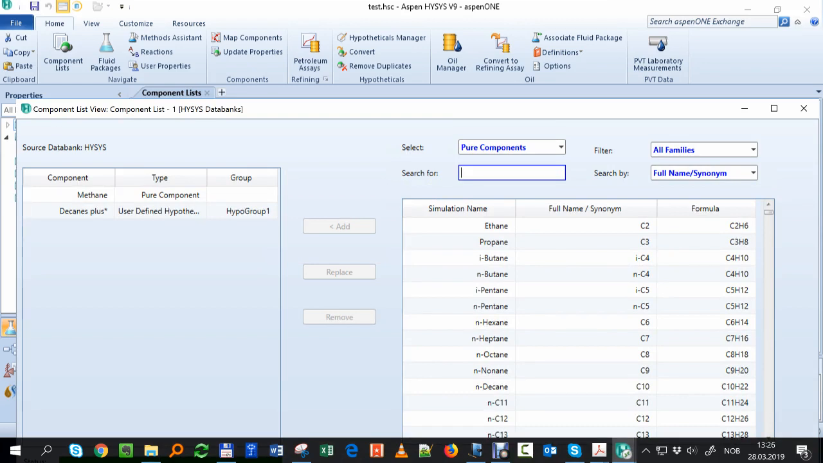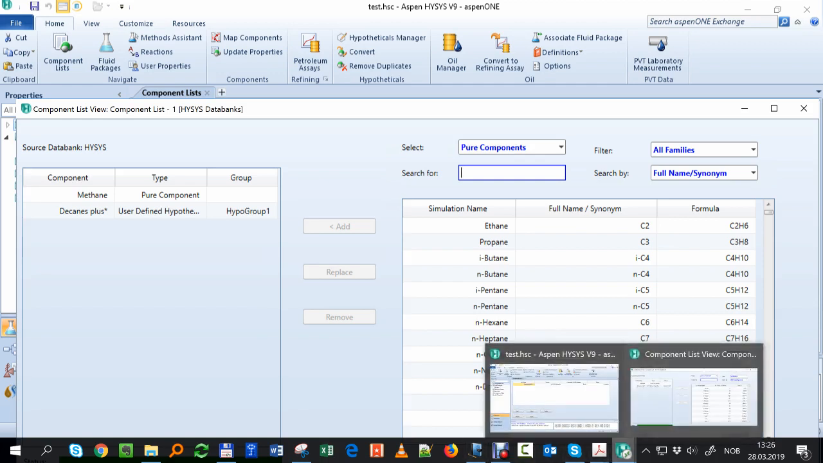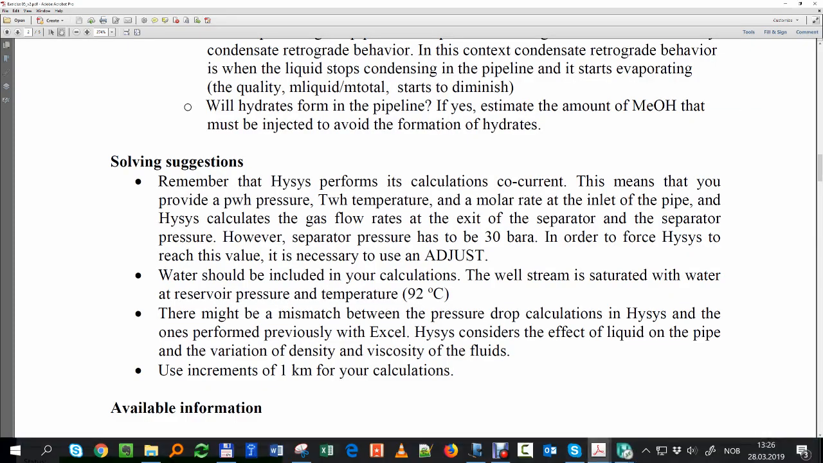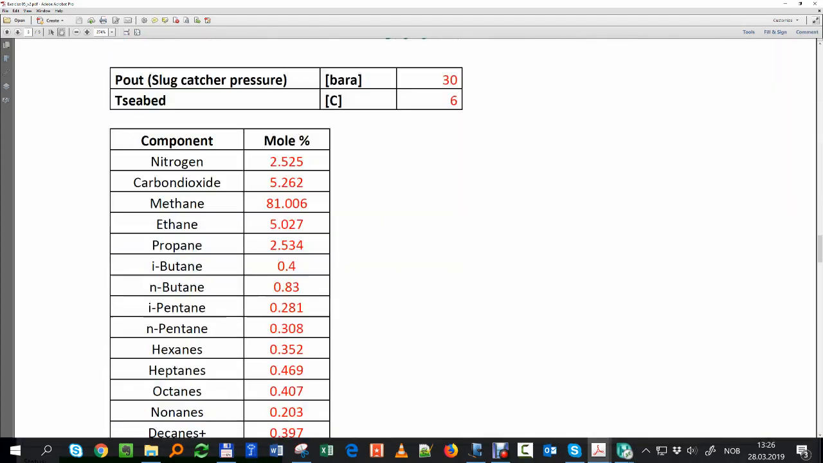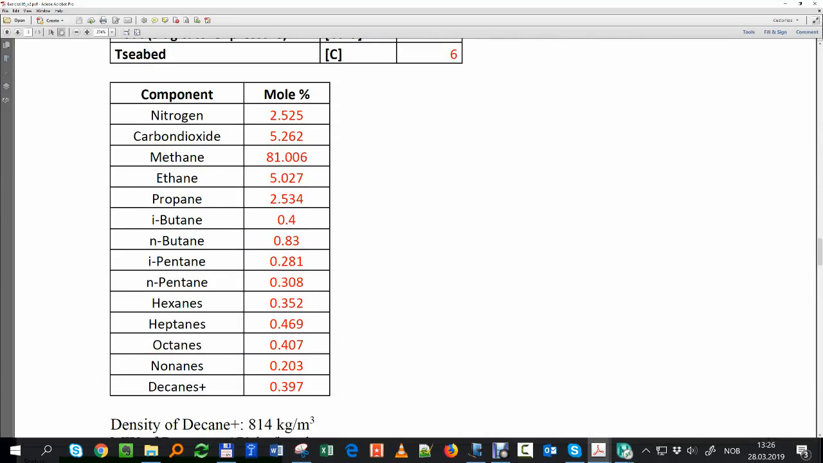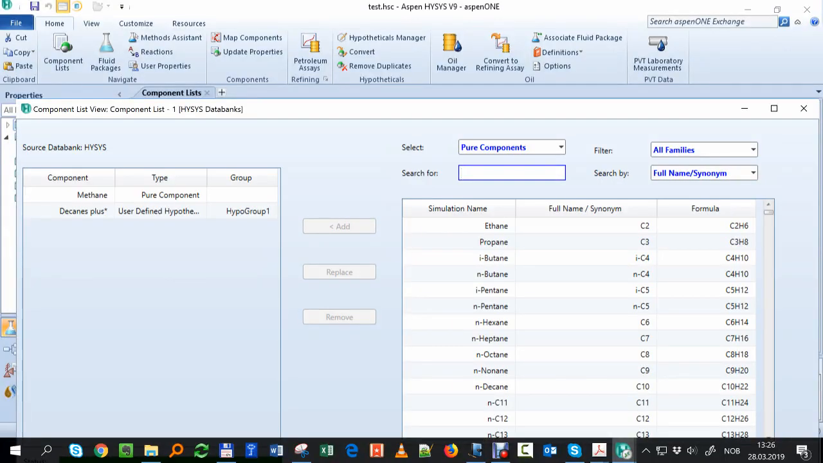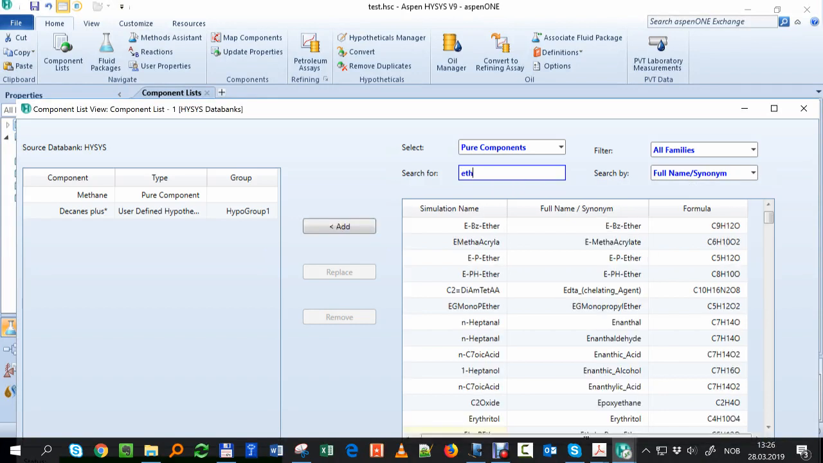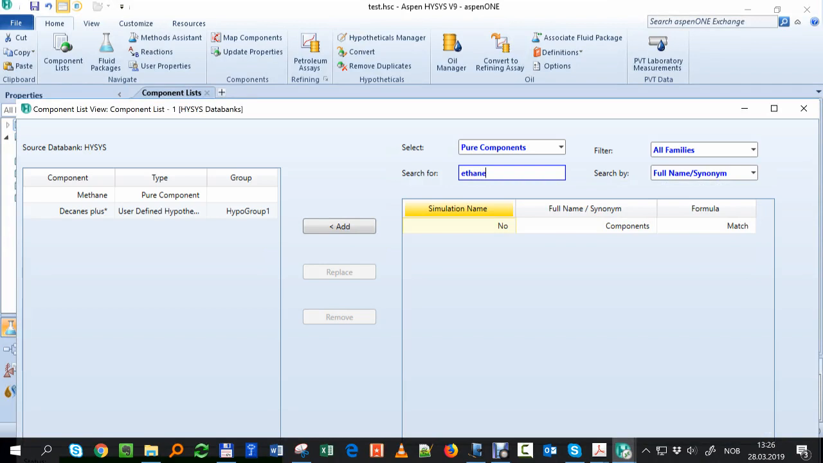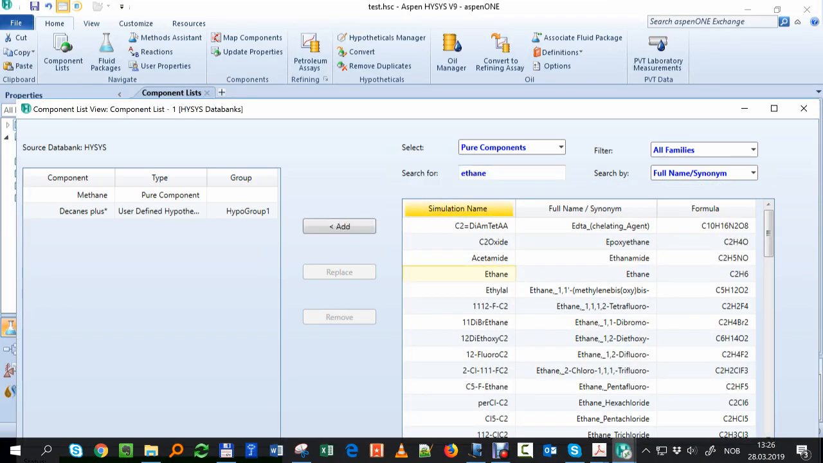This is including everything that is heavier than C10. Instead of bringing all of them, I'm using some pseudo components with some pseudo properties to represent all the rest, everything which is heavier than C10. And here you have the full, so I didn't put the full composition, I should have maybe done it. Nitrogen, methane, and all of that, almost all of them are tabulated components, okay? So you can simply search them here. Ethane, okay, it's here, CO2, etc.